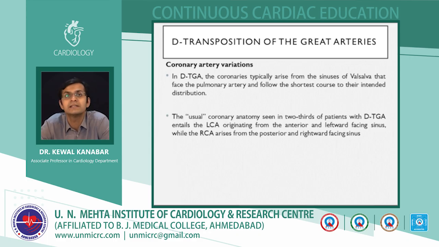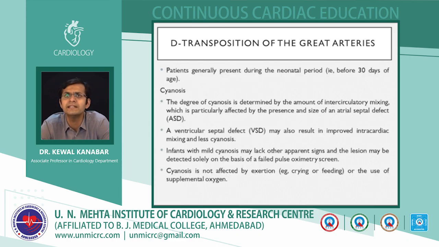So, in the coronary artery anomalies in DTGA, coronaries usually come from sinuses of Valsalva that face the pulmonary artery. They come from the facing sinus. So, in 2/3 of the patients, left coronary artery arises from the left facing sinus, because that is what is going to face the pulmonary artery, and the RCA comes from the right sinus and the posteriorly facing sinus. And TGA usually presents in the neonatal period. Degree of cyanosis, as I mentioned, is determined by the amount of circulatory mixing, depends on the presence of ASD. A VSD usually will result in good mixing, less cyanosis, but more of pulmonary blood flow and more of pulmonary overload and heart failure.